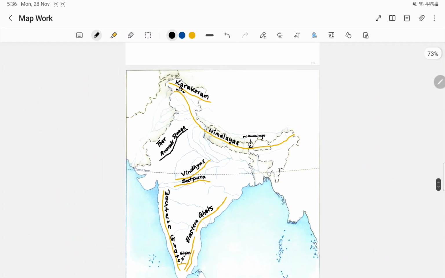Alright, now next topic after Mount Kanchenjunga is the Deccan Plateau. It's very easy to mark the Deccan Plateau. It just lies in between the Eastern and the Western Ghats. So here will be the Deccan Plateau.